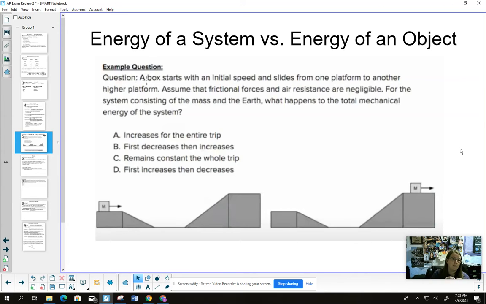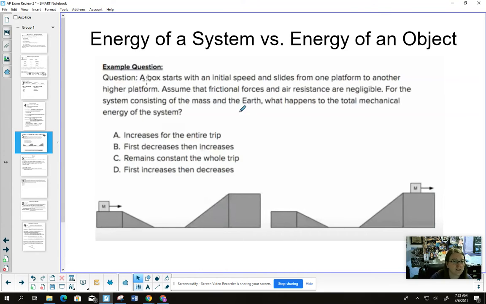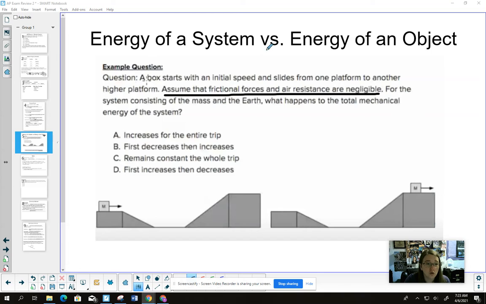So, for example, a box starts with initial speed and slides from one platform to another higher platform. So it does make it all the way up and over. Yeah, it ends up over here. Assume that frictional forces and air resistance are negligible. This is always very important to keep an eye out for. Super important to notice if it says friction doesn't matter, or if it says it's a rough surface, that means friction does matter, right?